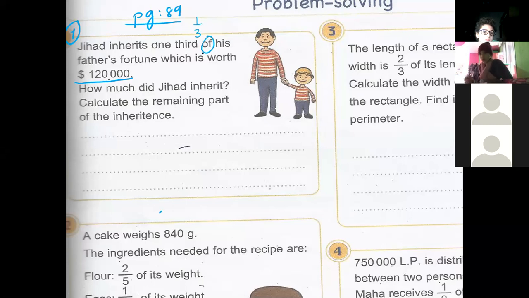So what shall I do? Just read the sentence in a correct way. 1/3 of this amount. So 1/3 of what? We have to multiply $120,000. Excellent. So we will solve 1/3 of 120,000. How do we solve it, Hassan?